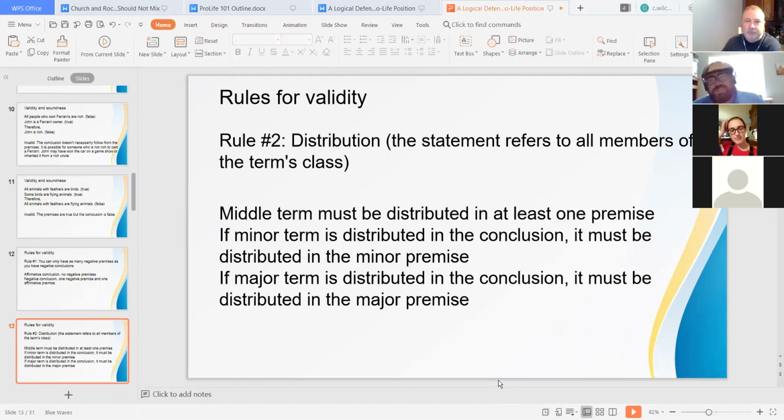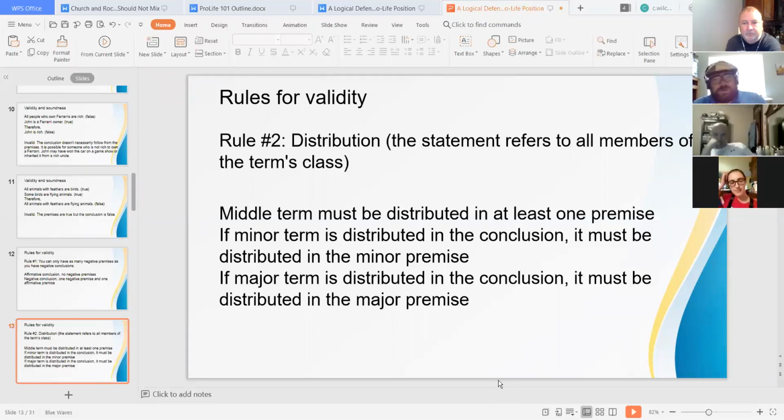really has to do with distribution of terms. And what that means is the term, it says statement there, but it should actually say term. The term refers to all members of the term's class. So there are a couple different things that go with this. So number 2 is the middle term must be distributed in at least one premise.